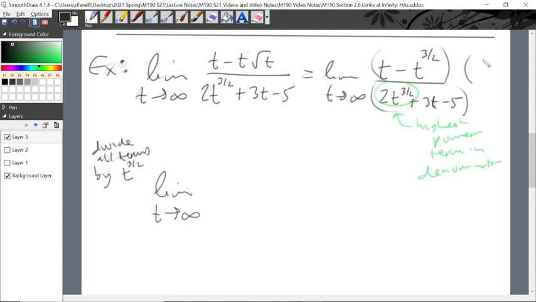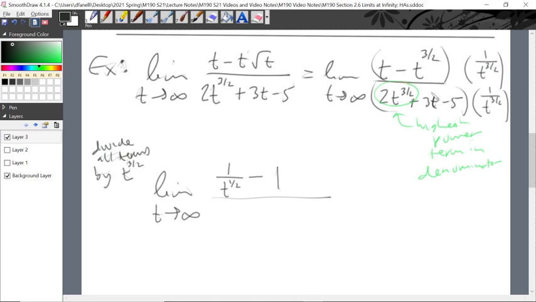I'm going to multiply the top by 1 over t to the 3/2, and I'm going to multiply the bottom by 1 over t to the 3/2 as well. And we'll do the distribution and clean that up. What is t divided by t to the 3/2? Well, that would be 1 over t to the 1/2, or 1 over the square root of t, minus t to the 3/2 over t to the 3/2, so that's just 1.